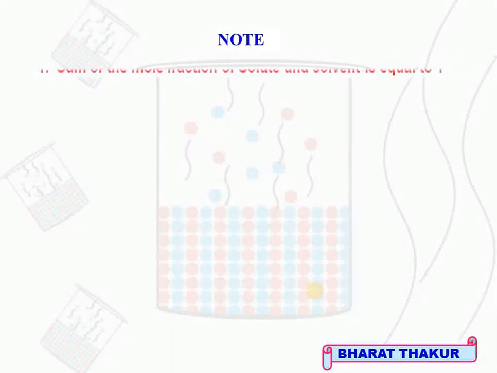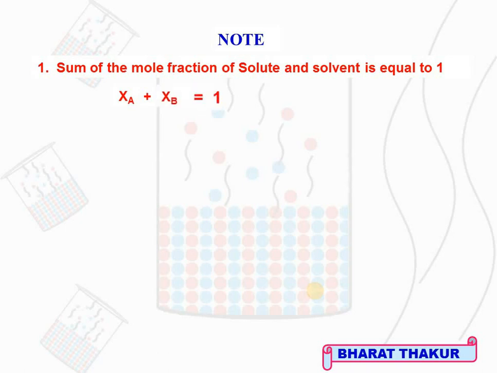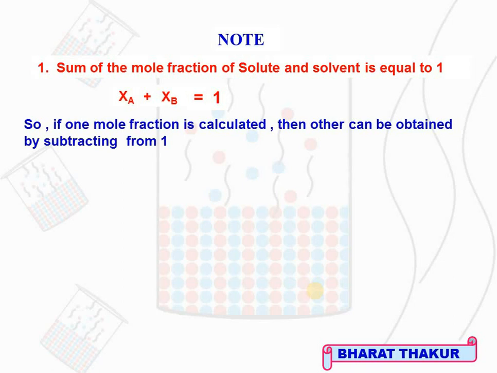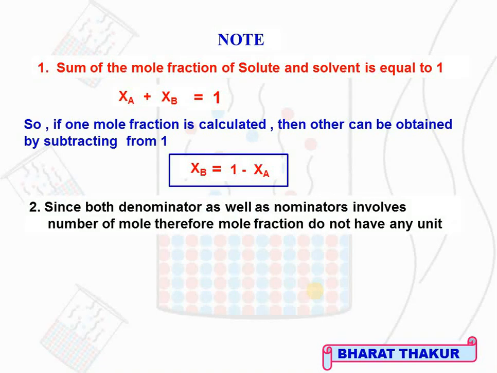Now note, the sum of mole fraction of solute and solvent is always equal to 1. XA plus XB is always equal to 1. Always remember this point. So if we calculate any one of them, then the second can be calculated by subtracting the first value from 1. For example, if we calculate the value of XA, XB can be calculated by subtracting the XA value from 1. Since both numerator as well as denominator involve number of moles, therefore mole fraction does not have any unit. It represents only a ratio.